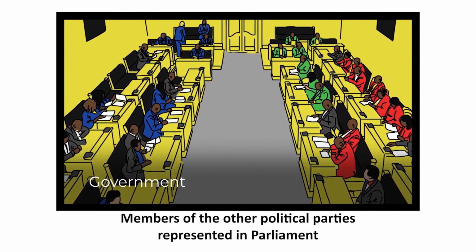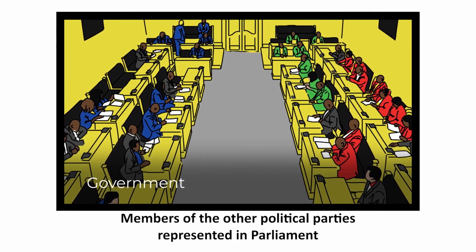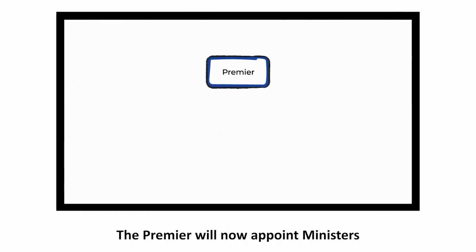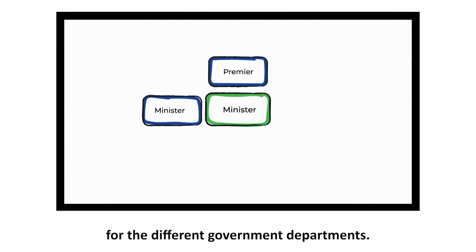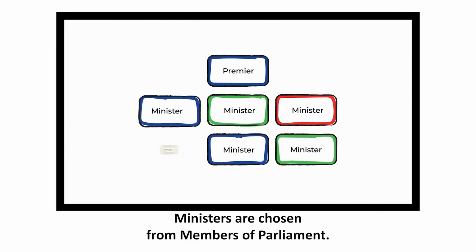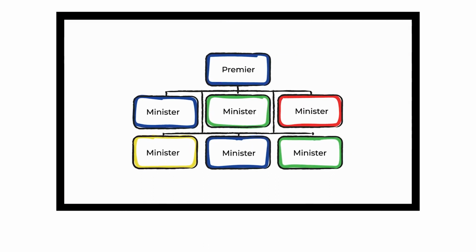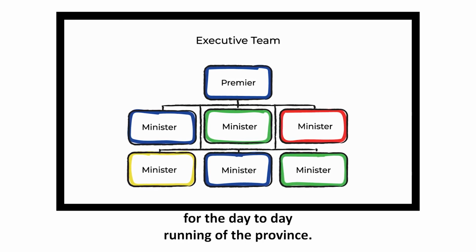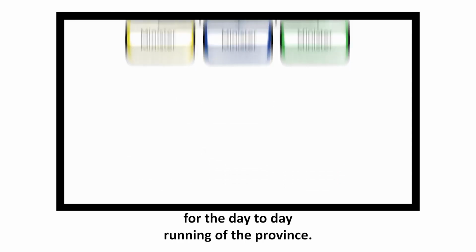Members of the other political parties represented in Parliament will make up the opposition. The Premier will now appoint ministers for the different government departments. Ministers are chosen from members of Parliament. This is the executive team that will be responsible for the day-to-day running of the province.